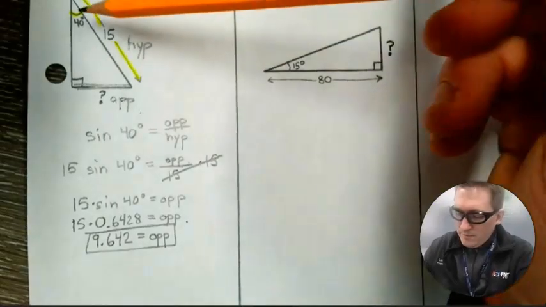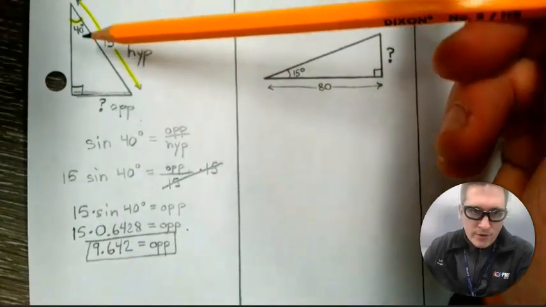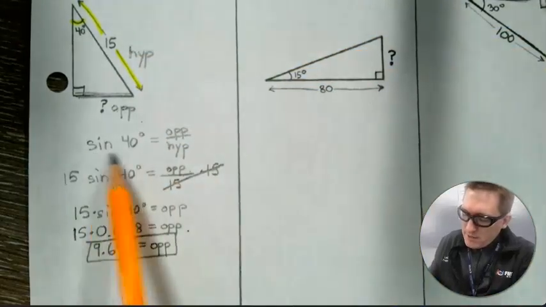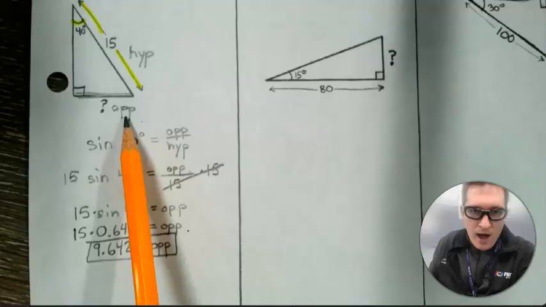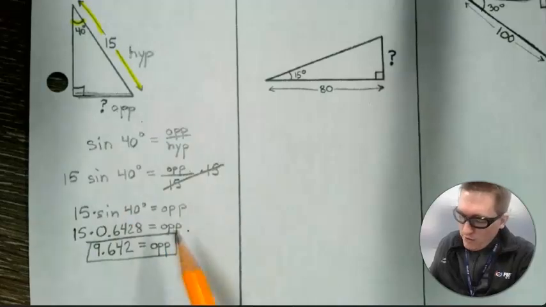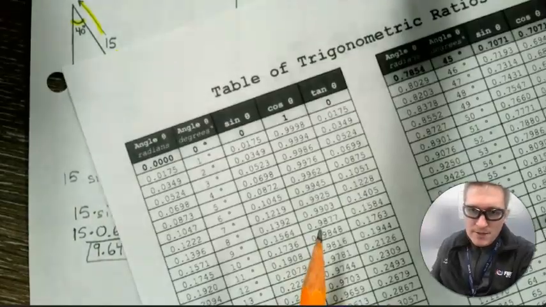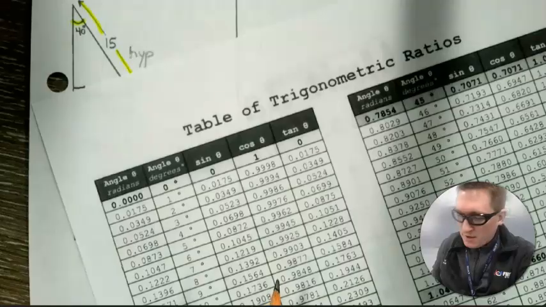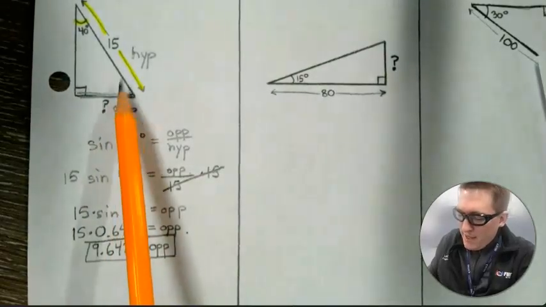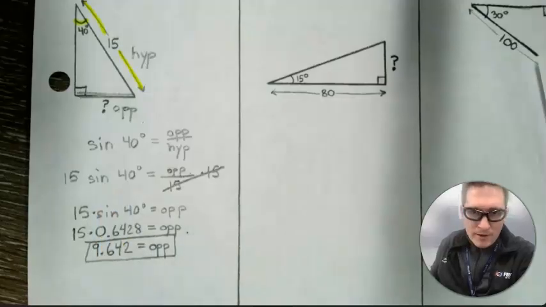So in summary, given the angle of 40 degrees, and knowing that the hypotenuse was 15, using the sine function, I was able to find the opposite side. And it is about 9.642. It's actually more decimals than that. We are approximating here. This table of trigonometric ratios is also an approximation. And it makes sense because my leg is going to be smaller than my hypotenuse.